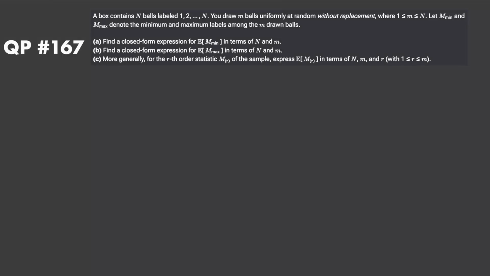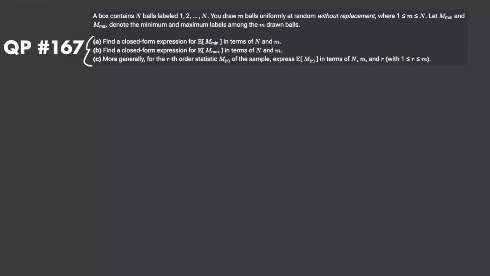Hello everyone, today let's take a look at QP167 where we're looking at some discrete order stats. So basically we have a box with n balls. The balls are labeled 1 through n and you're going to draw m of those balls uniformly at random without replacement. So we let m sub min and m sub max denote the minimum and maximum labels among the m balls. So now we need to answer these three questions here.